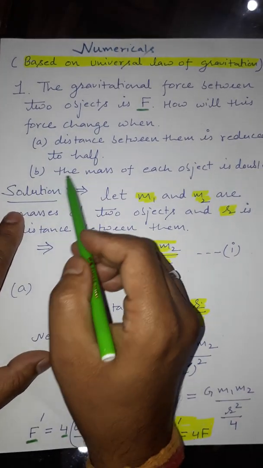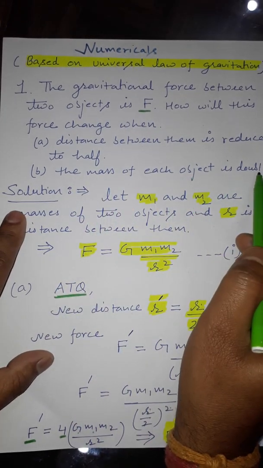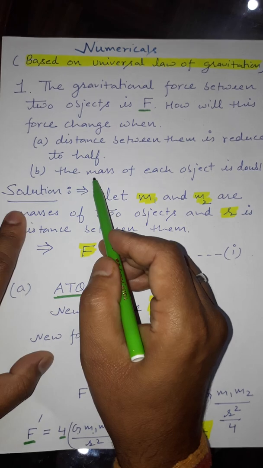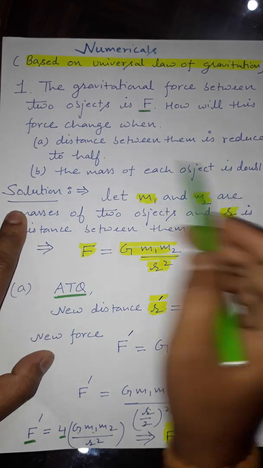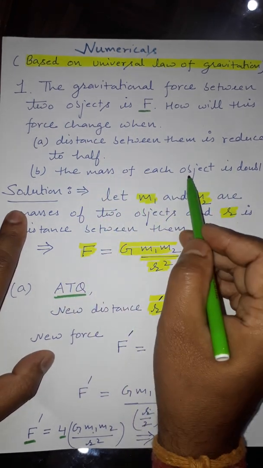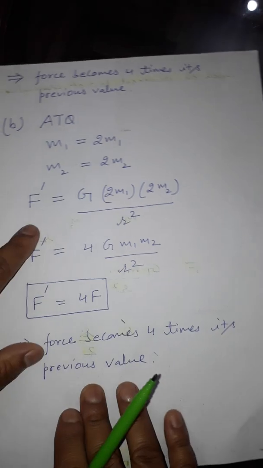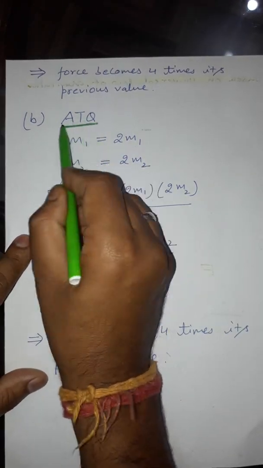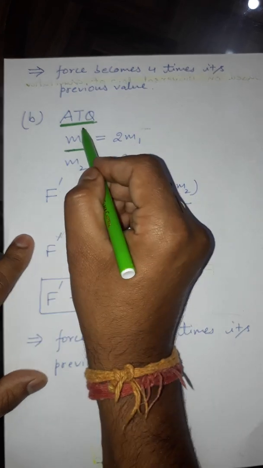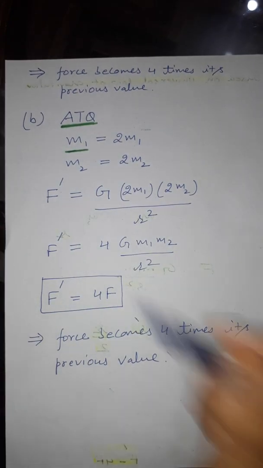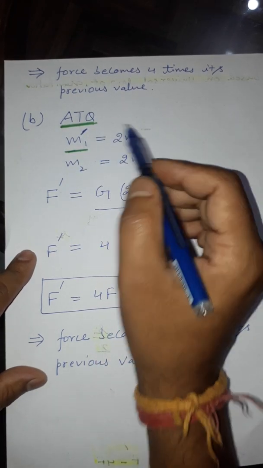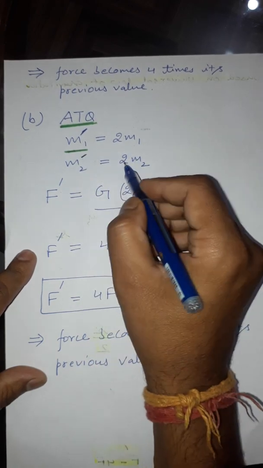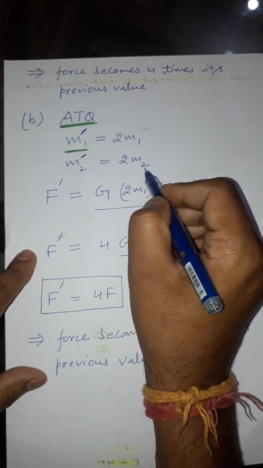Now see the second part. What is there in the second part? The mass of each object is doubled. In this condition, we double the mass of each object but the distance remains the same, as nothing is written about the distance. According to the question, the new mass m1 dash is equal to twice m1, and the new mass m2 dash is equal to twice m2.